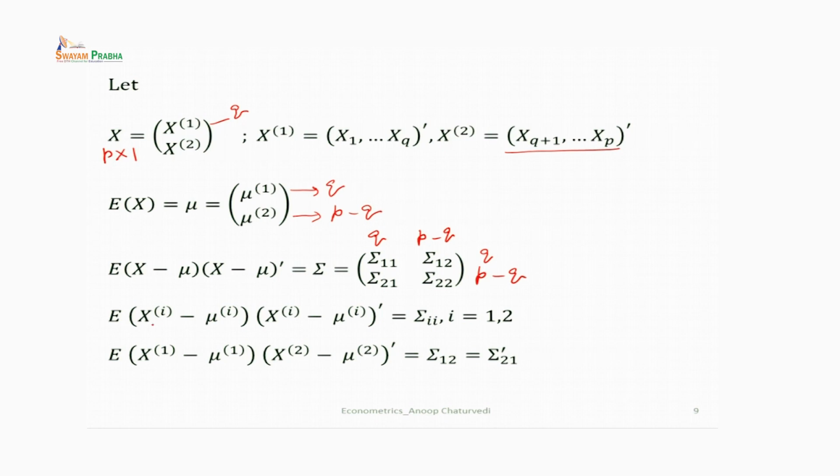So, actually expectation of (x i minus mu i)(x i minus mu i) transpose is equal to sigma i i for i equal to 1, 2. It means expectation of (x 1 minus mu 1)(x 1 minus mu 1) transpose gives you sigma 1 1. Similarly, for i equal to 2, expectation of (x 2 minus mu 2)(x 2 minus mu 2) transpose gives you sigma 2 2, and expectation of (x 1 minus mu 1)(x 2 minus mu 2) transpose gives you sigma 1 2, and sigma 2 1 is same as sigma 1 2 transpose, or sigma 1 2 is same as sigma 2 1 transpose.